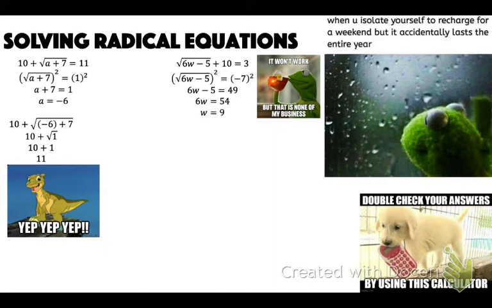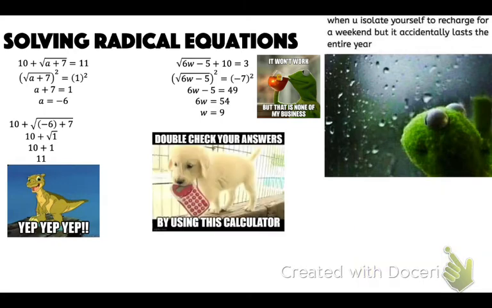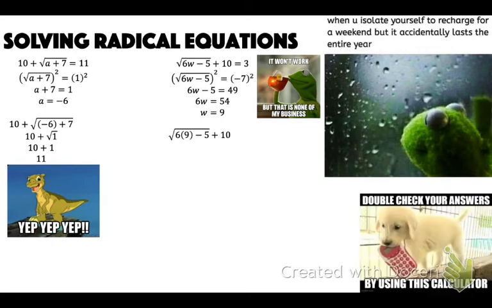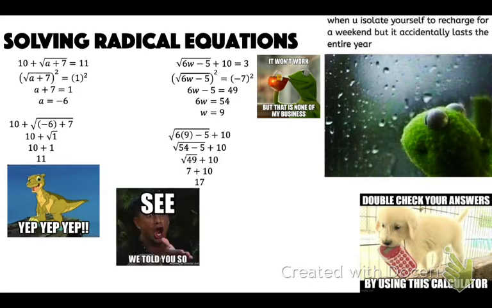Now that looks like a nice solution, right? Well, let's plug it back in and see if we get 3. So we have the square root of 6 times 9 minus 5 plus 10. When you plug that in, well, 6 times 9 is 54 minus 5, that's 49, the square root of 49 is 7, plus 10, which is 17. Told you it wasn't going to work.